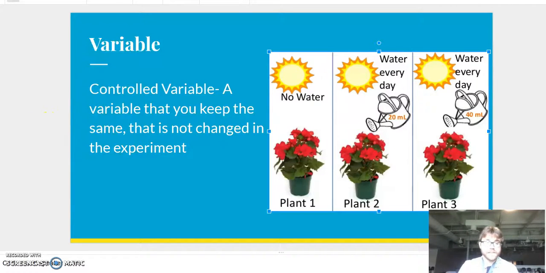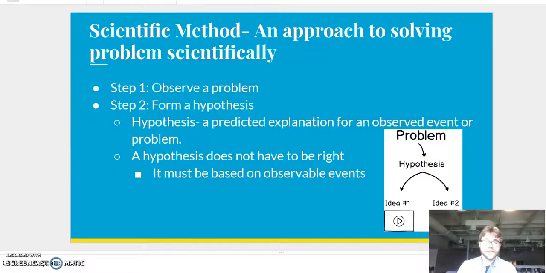All right, now that we've got basic vocab out of the way, let's talk about the scientific method. Now, the scientific method has basically 5 steps. First step, observe a problem. We have to have a question, right? We need a question. Second step, form a hypothesis. You got to make a guess. Now, hypothesis is just a predicted explanation for an observed event or problem. Your hypothesis doesn't have to be right. It can be wrong, that's fine, as long as you base your guess, your hypothesis, on an observable event.